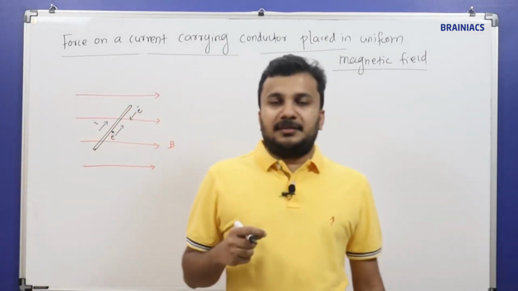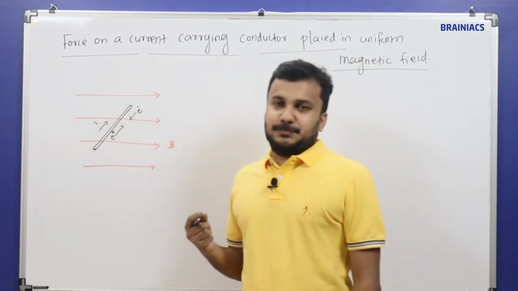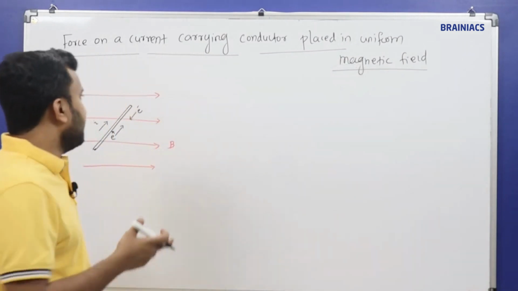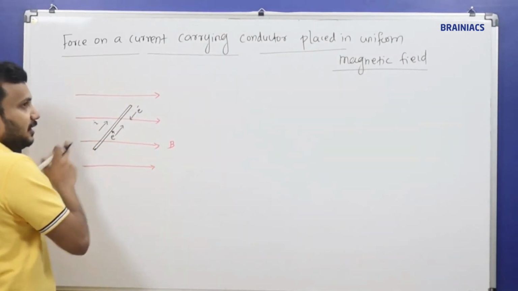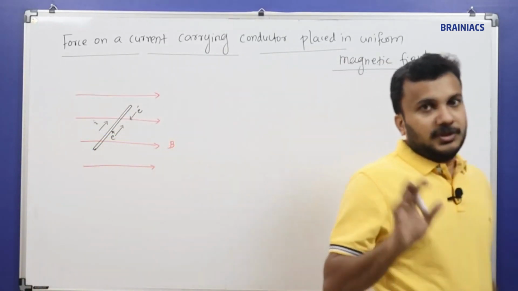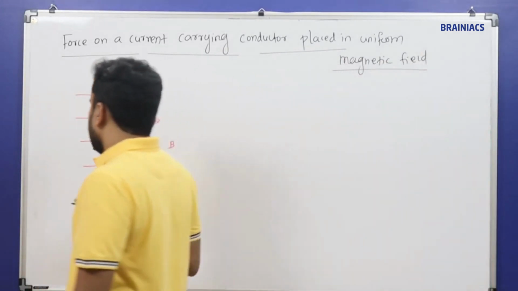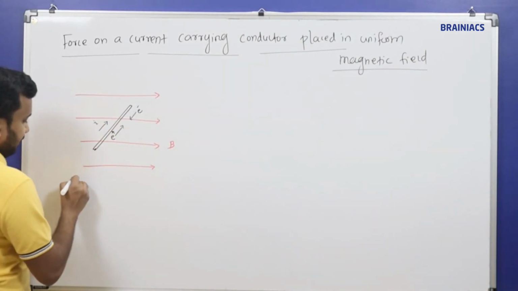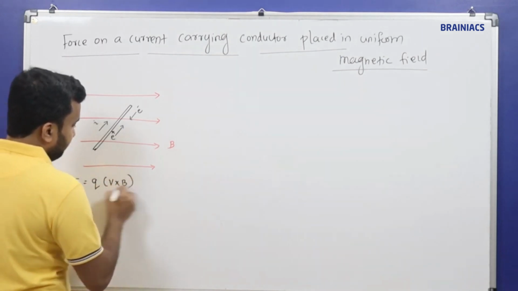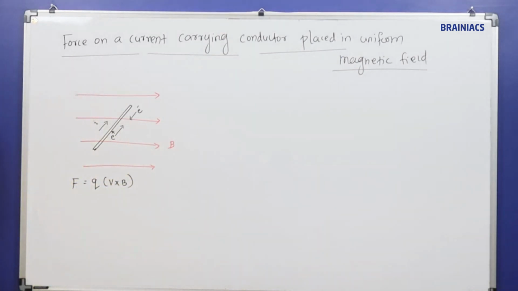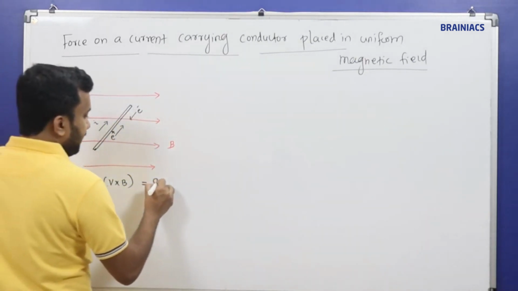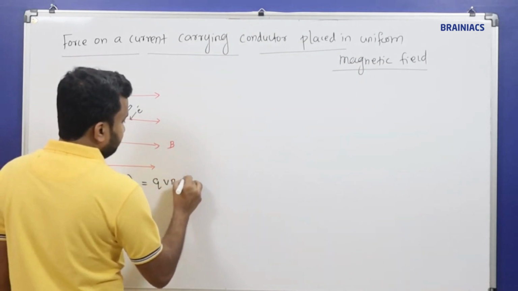The motion of a negative charge is opposite to the direction of the current. A positive charge moves in the direction of current, in short. So what is the force here? Of course, we know force is equal to Q into V cross B, or QVB sine theta. In our case, let me write it as QVB sine theta.